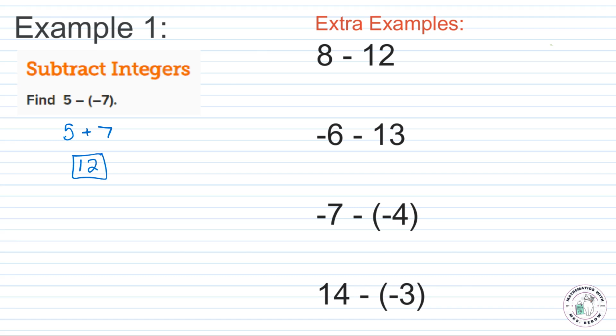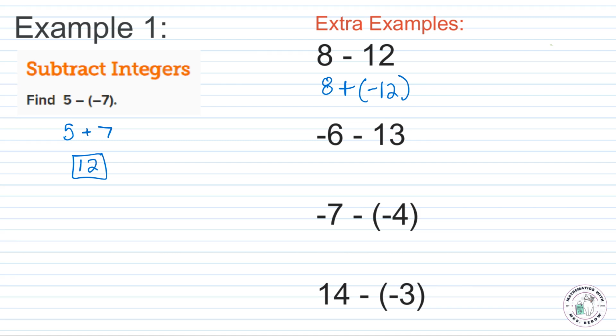All right, let's take a look at some more. So 8 minus 12. If we're going to keep, change, change, we're going to keep the 8. We're going to change our subtraction into addition. And then the opposite of 12 is negative 12. So 8 minus 12 is the same exact thing as 8 plus negative 12.